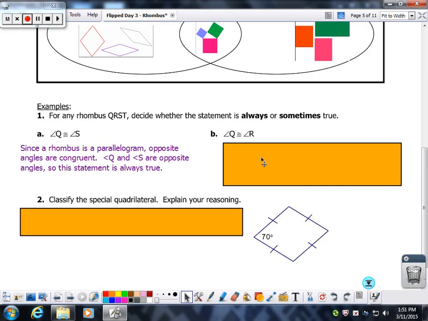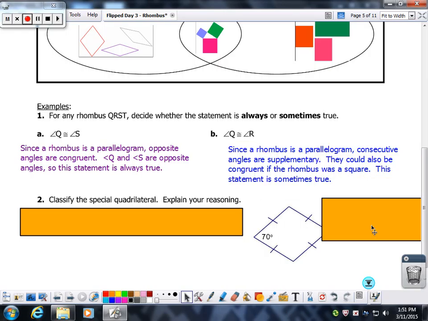Example B says angle Q is congruent to angle R. Since a rhombus is a parallelogram, consecutive angles are supplementary. They could also be congruent if the rhombus was a square and they're all 90-degree angles. So this could sometimes be true.